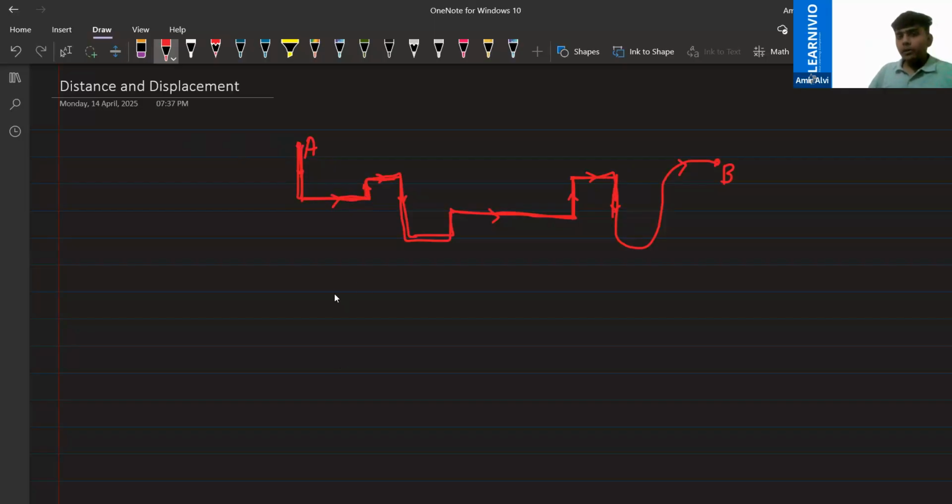In the distance quantity, everyone, if you go in this direction or in this direction, it doesn't matter what the direction is, it will always get added. Suppose you have covered 10 meters and you go 10 meters again. Could you please tell me the distance covered overall? 20 meters. That's completely right. So 20 meters will be the distance covered by the body. That's why distance does not depend on direction. It is a scalar quantity. Scalar means only magnitude.